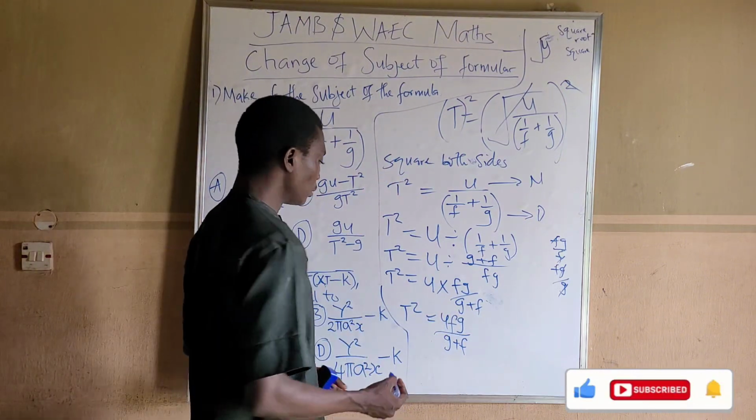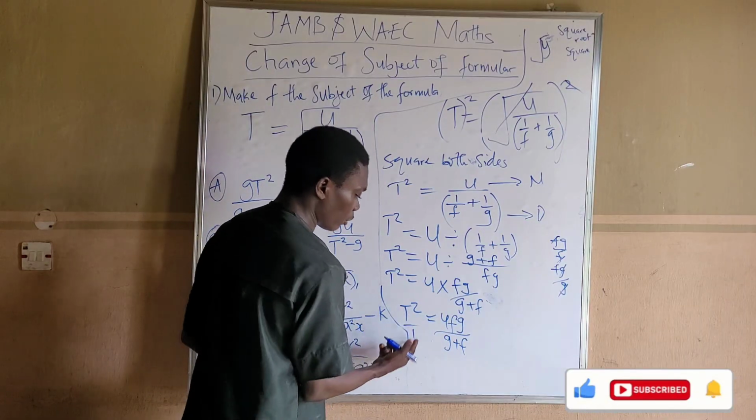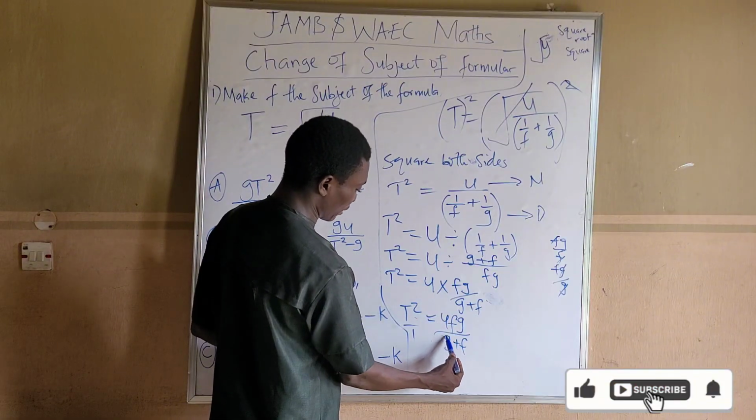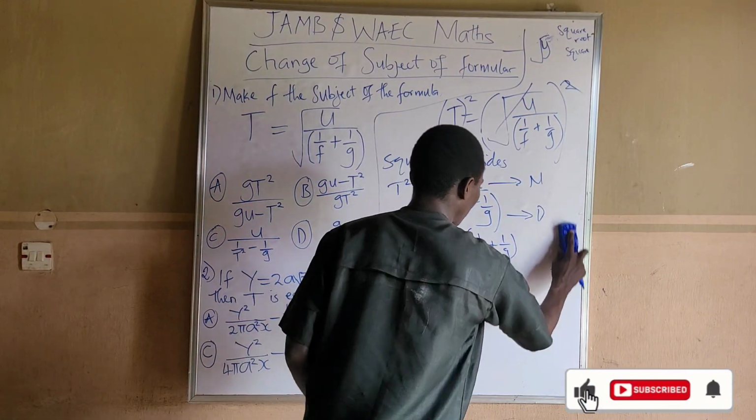Are we following? Now cross multiply. This is like over 1. t square over 1 will still give you t square. So when you cross multiply this, will multiply this, while this one will multiply this. Okay? So let's do that.